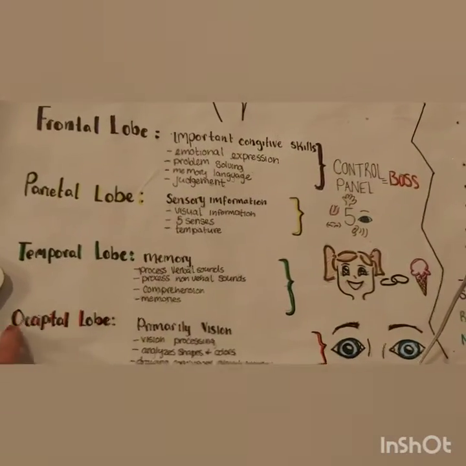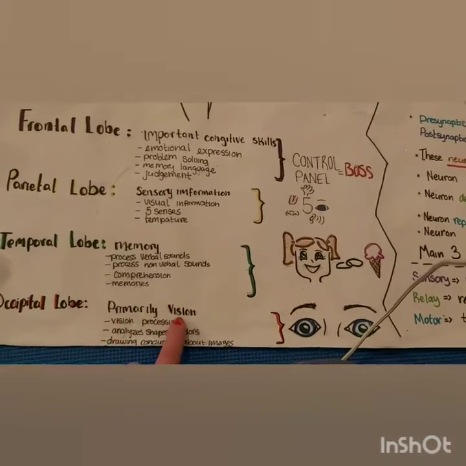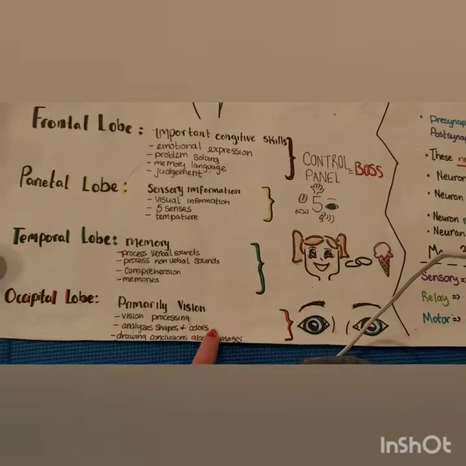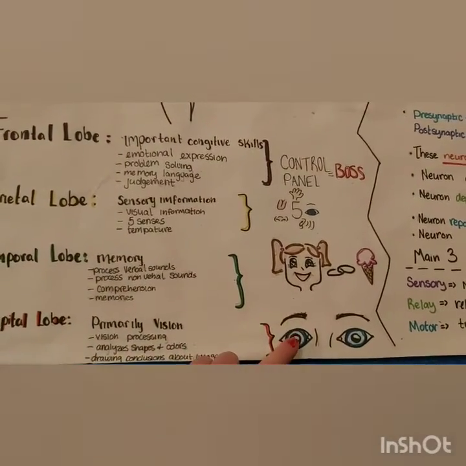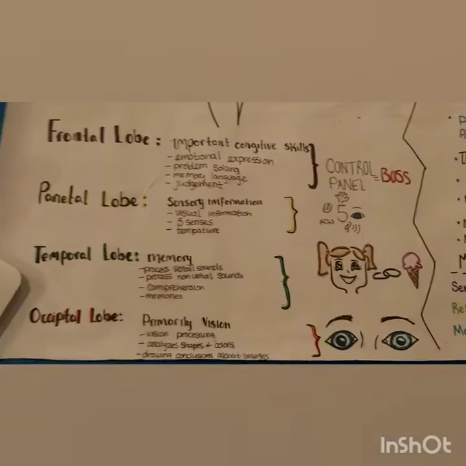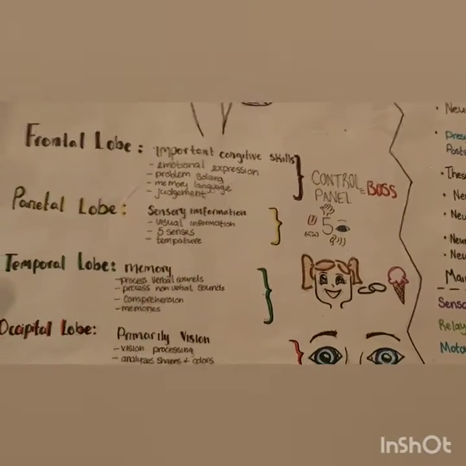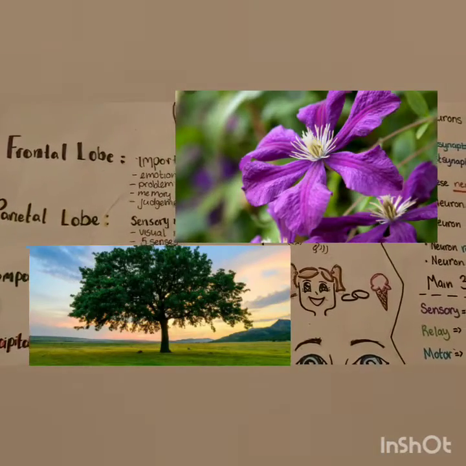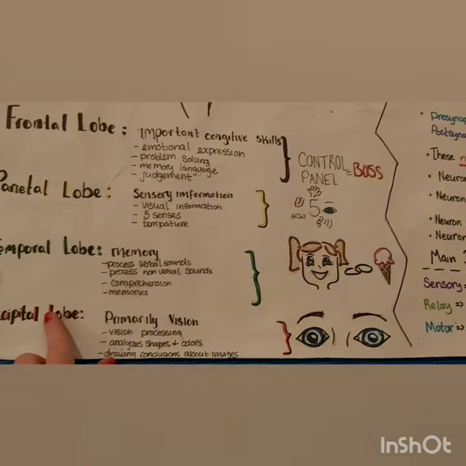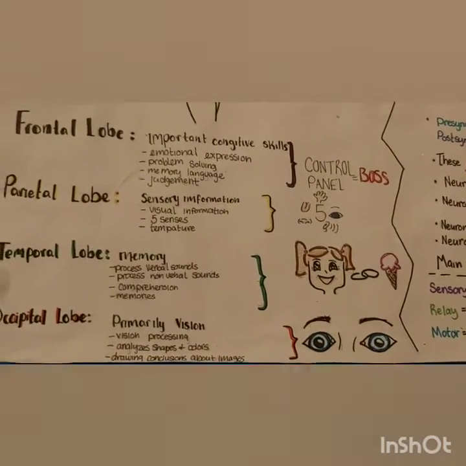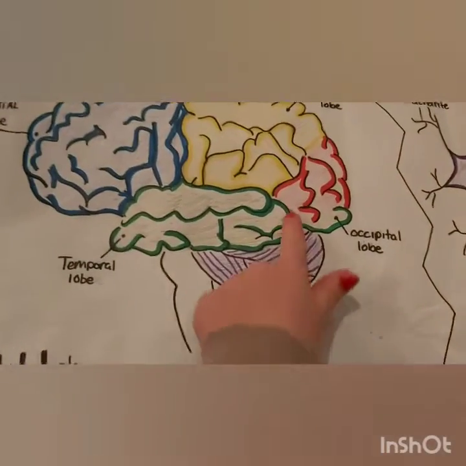The occipital lobe is in charge of primarily vision. It processes what you see, so it analyzes shapes and colors and draws conclusions about the images. So, what your eyes see is transferred to the occipital lobe of your brain. It processes what you see. So, for example, if you see a tree or a flower outside, what your eyes see is transferred to the occipital lobe in your brain, and it processes the image and tells you it's a purple flower. So that is the 4 lobes.